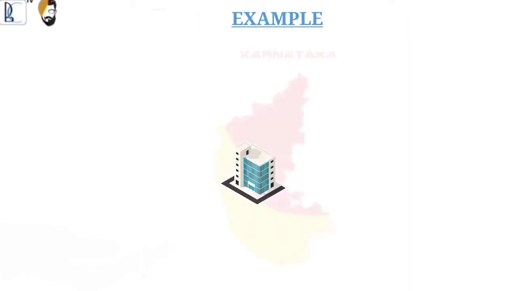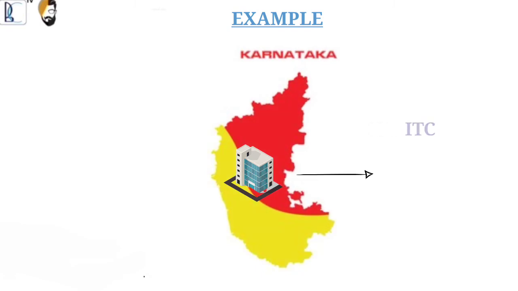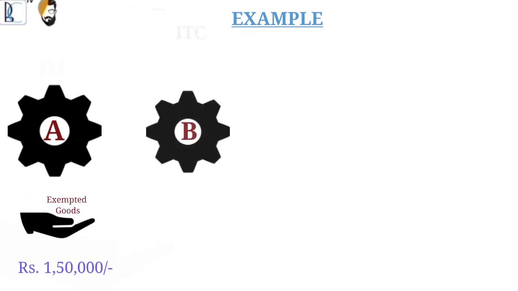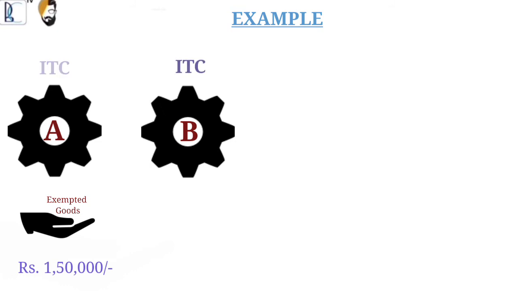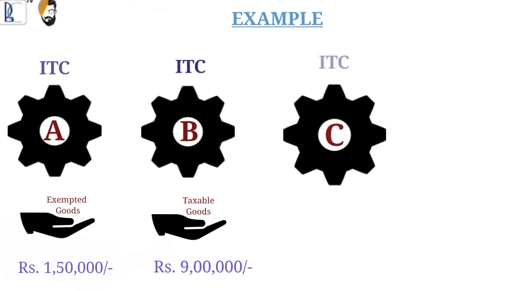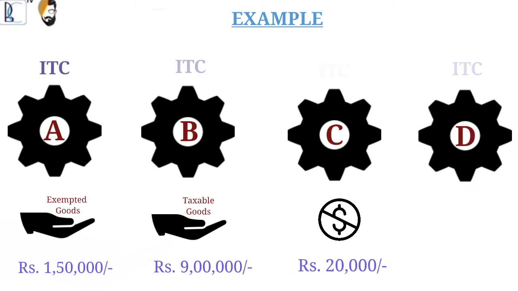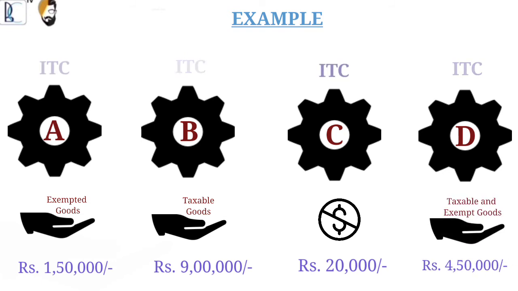Example: a company operating in Karnataka had availed the following ITC on various capital goods purchased in the month of July 2019. ITC on machine A, used exclusively in supply of exempt goods, 150,000 rupees. ITC on machine B, used exclusively in supply of taxable goods, 900,000 rupees. ITC on machine C, used exclusively for non-business purposes, 20,000 rupees. ITC on machine D, used partly in supply of taxable and exempt goods, 450,000 rupees.